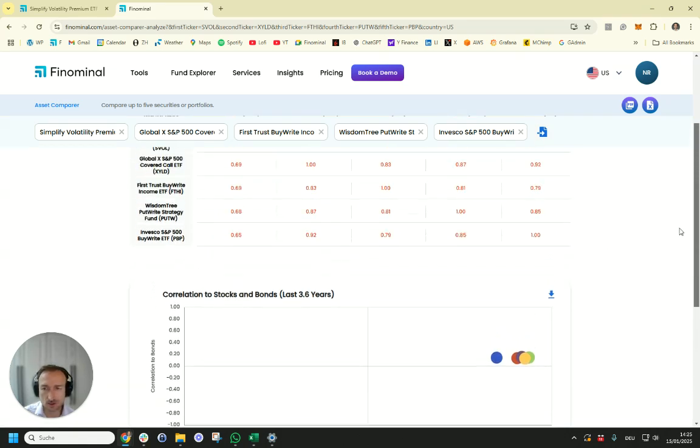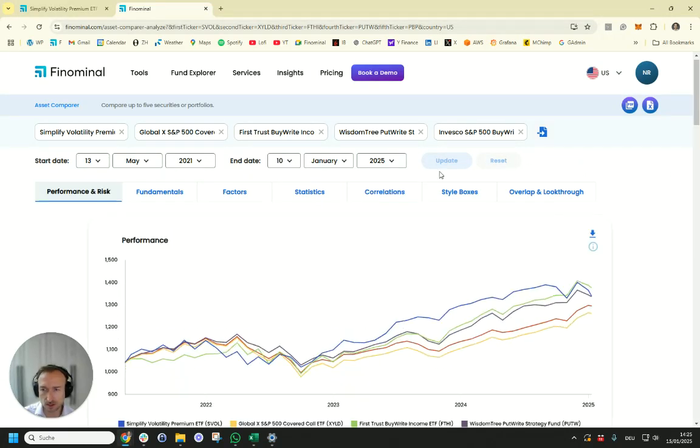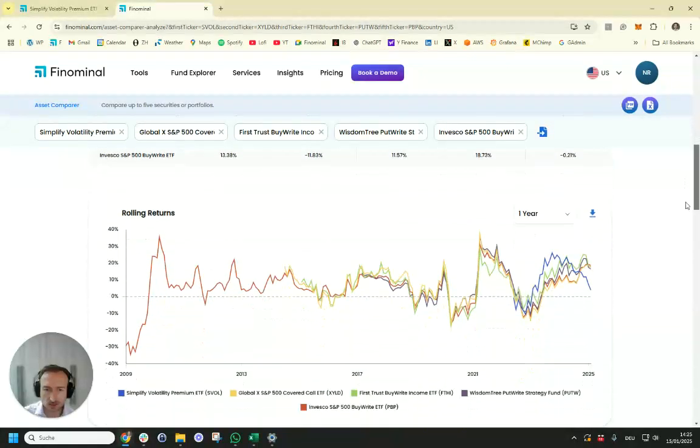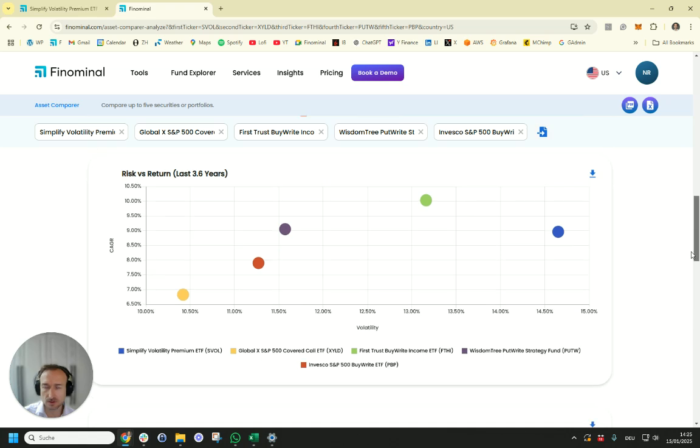Now, let's look at it from a risk perspective. We looked at it from a return perspective, and if you look at risk and return, what you see is that SVOL, despite having a lower maximum drawdown than those 4 other strategies over the last 3.6 years, does feature the highest average volatility. And from a return perspective, it didn't generate a higher return.